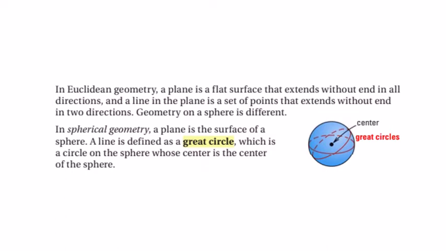So, in Euclidean geometry, a plane is a flat surface that extends without end in all directions, and a line in a plane is a set of points that extends without end in two directions. Geometry on a sphere is just a little bit different. In spherical geometry, a plane is the surface of a sphere, just the surface. A line is defined as a great circle, which is a circle on the sphere whose center is the center of the sphere. So you can see a couple of great circles drawn to the right here.